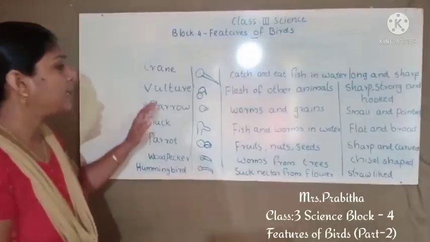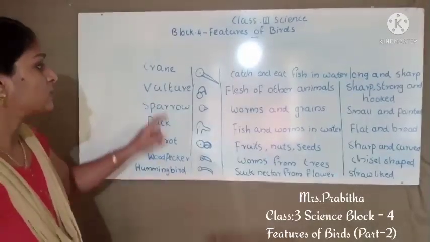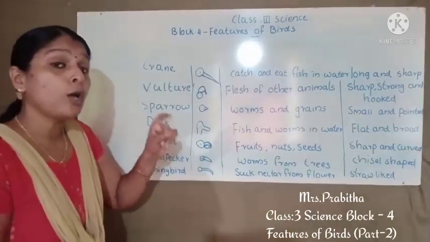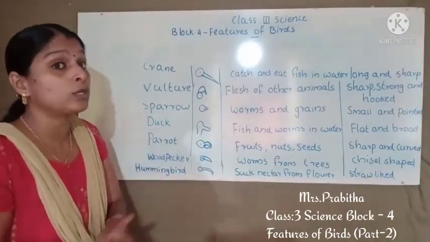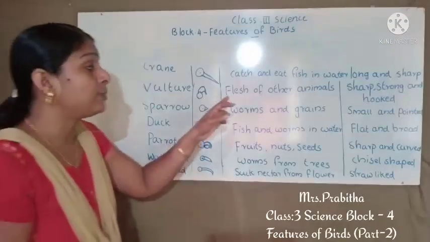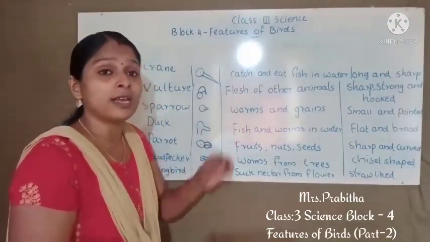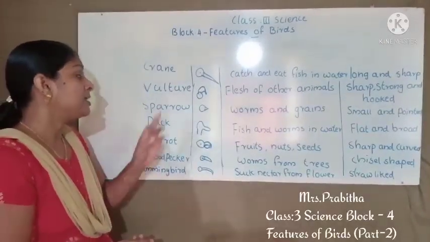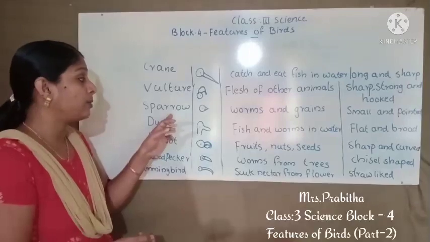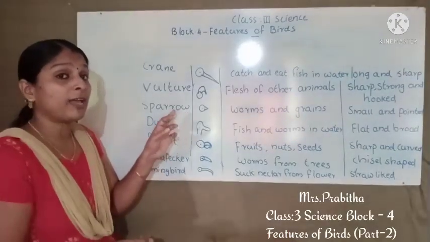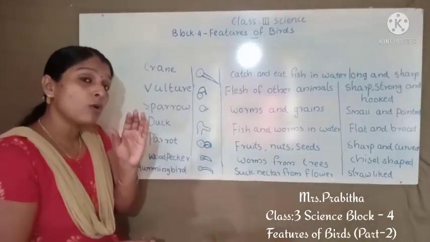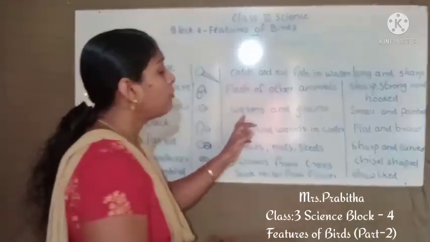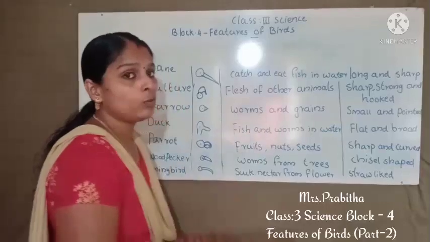Okay, so we studied about different types of beak. First we studied vulture. Vulture has a sharp, strong and hooked beak. This kind of beak helps them to eat flesh of other animals. It helps them to tear flesh of other animals. Second we studied the beak of sparrow. Sparrow beak is small and pointed. This kind of beak helps them to eat worms and grains.